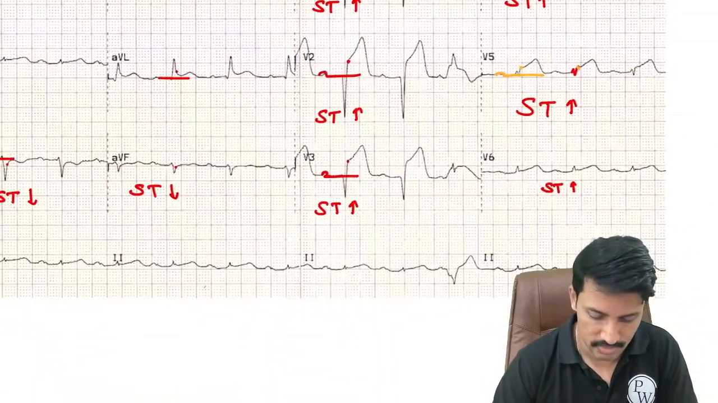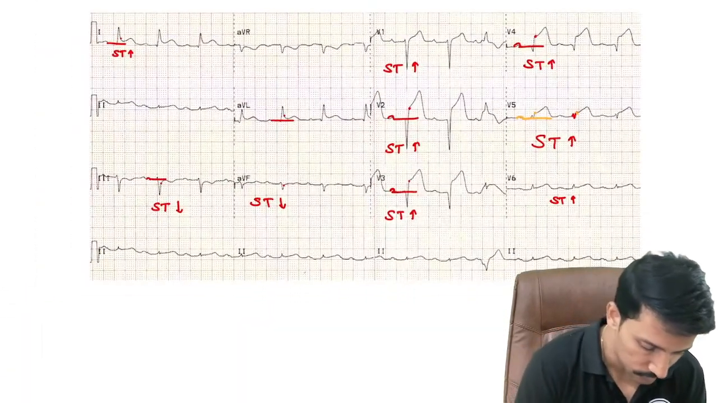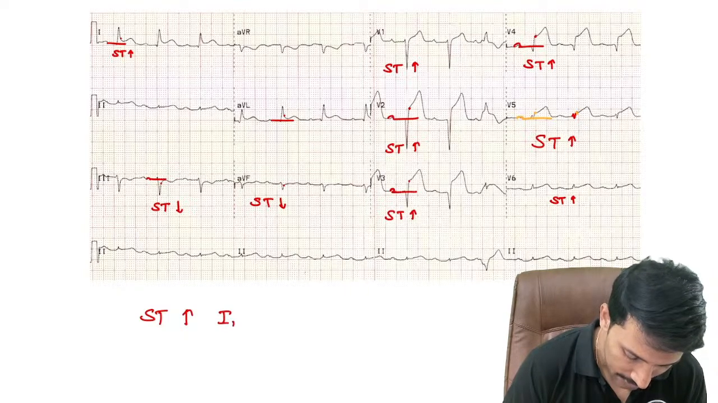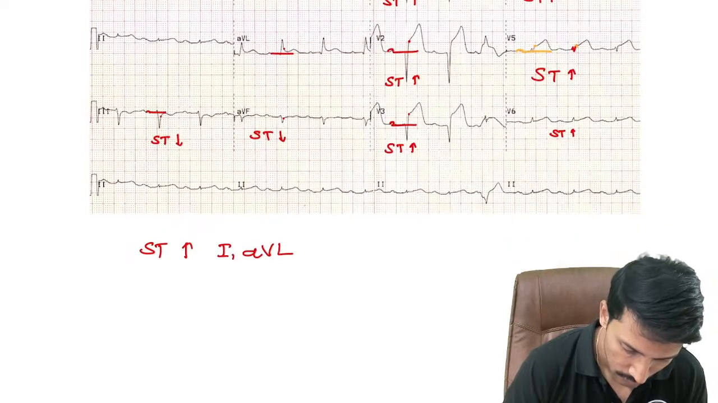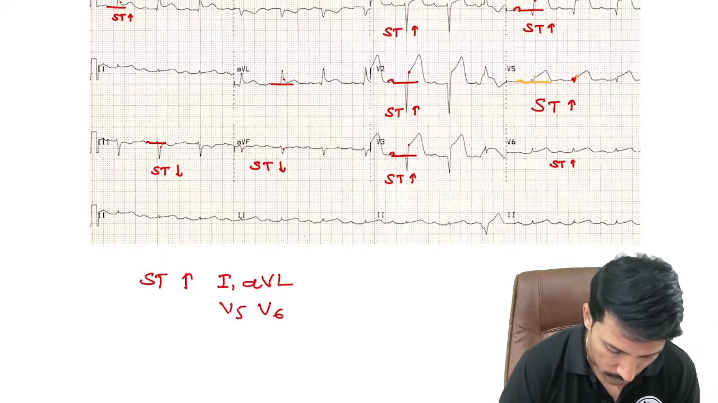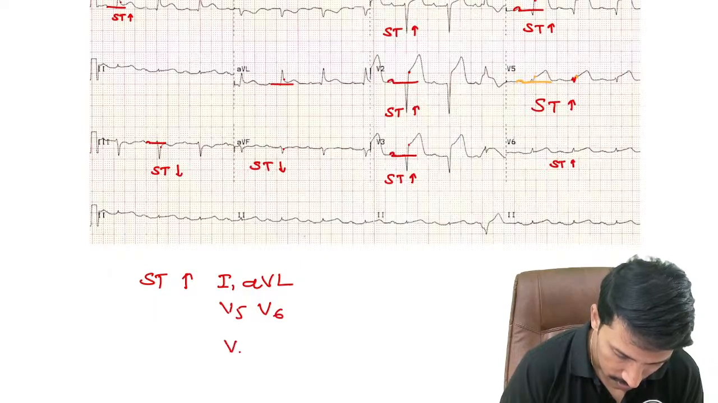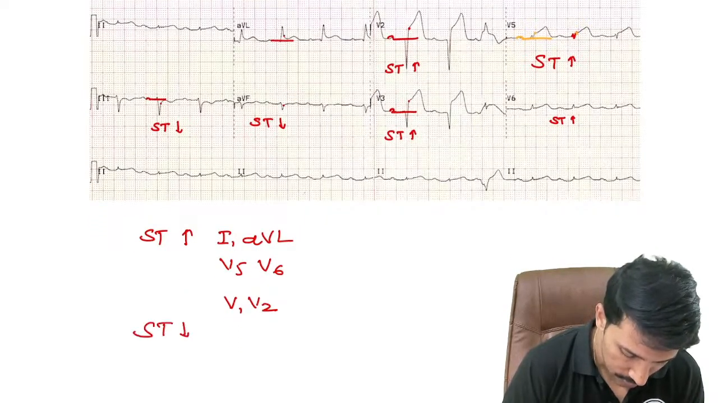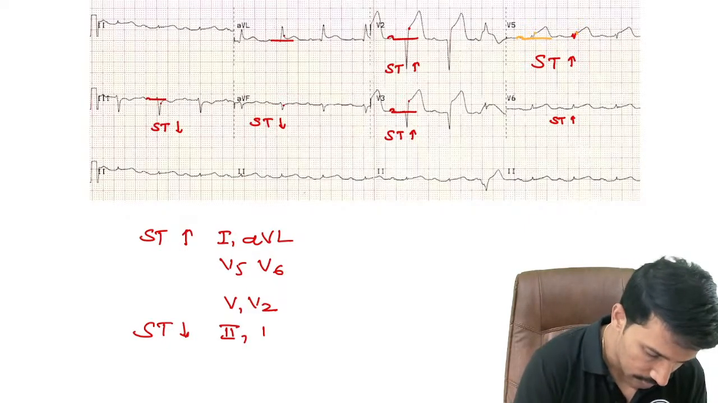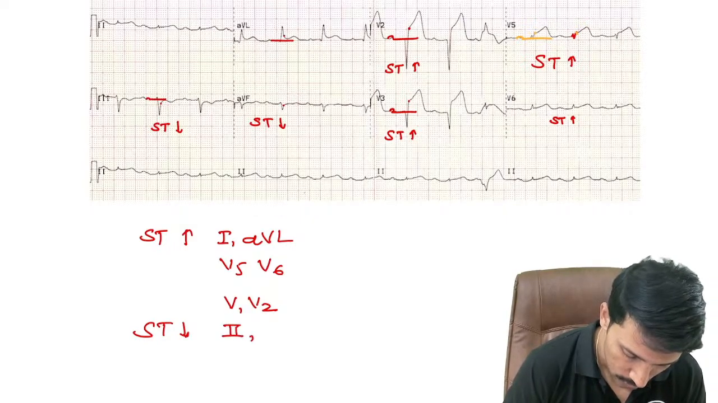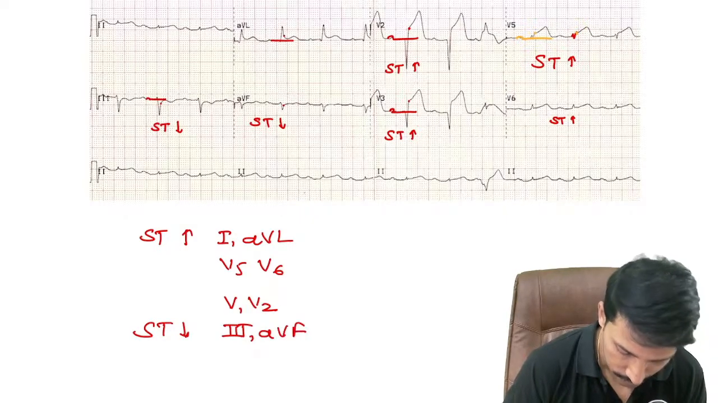So in which all leads do I have ST elevation in this ECG? I had ST elevation in lead 1, AVL. That means which wall is affected? And also V5, V6. And also ST elevation in V1, V2. And ST depression in lead 2. Lead 2 is not very clear. Wherever I've seen clearly, I will only document that. So I have seen depression in 3 and AVF.